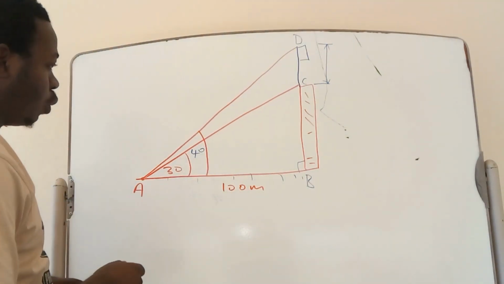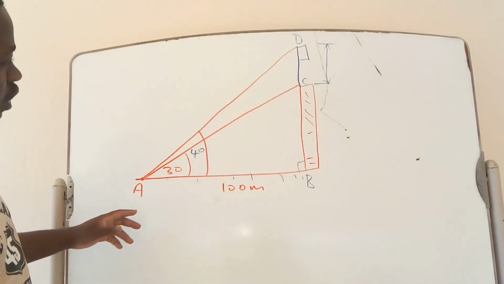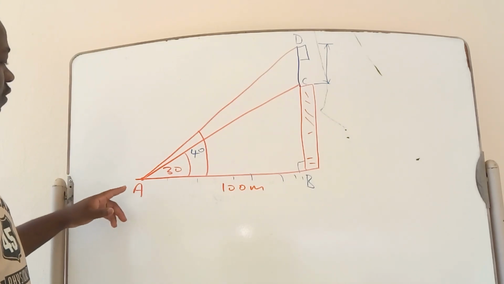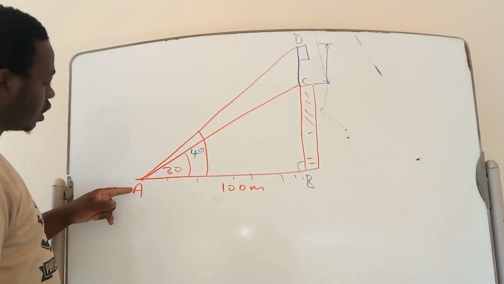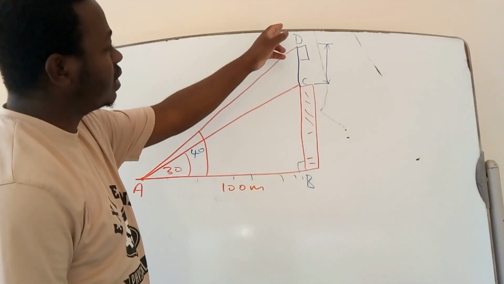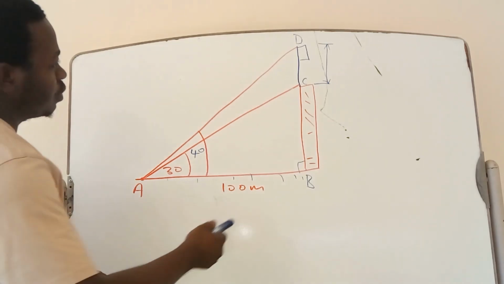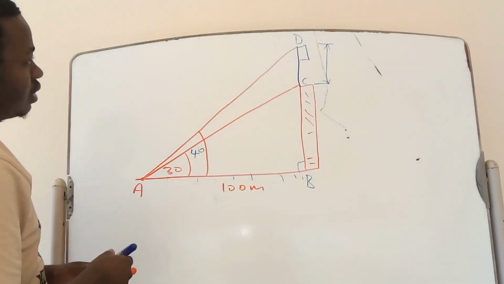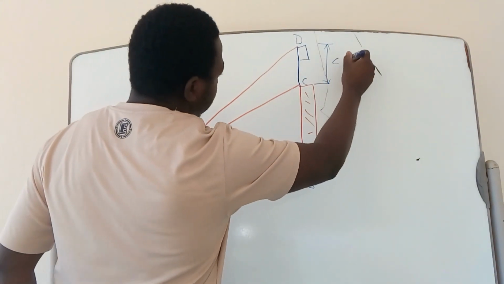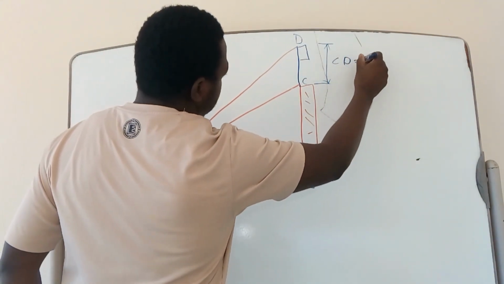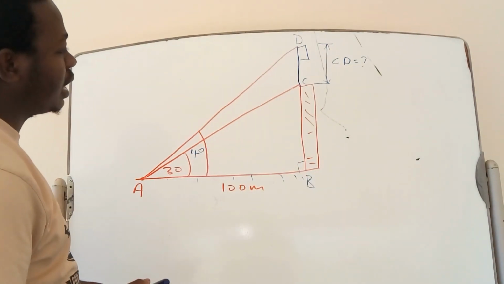What that does, it helps us to identify at least two triangles. So now, if you notice, you would have two triangles, A, B, C, and also a triangle A, B, D. Now, remember that they want us to determine the height of the flag. So the height of the flag here would be CD. So they want us to determine that height.